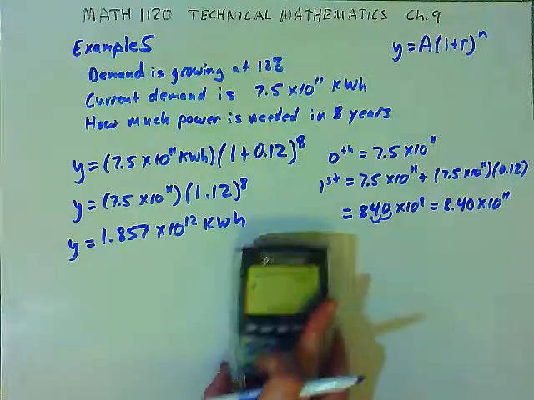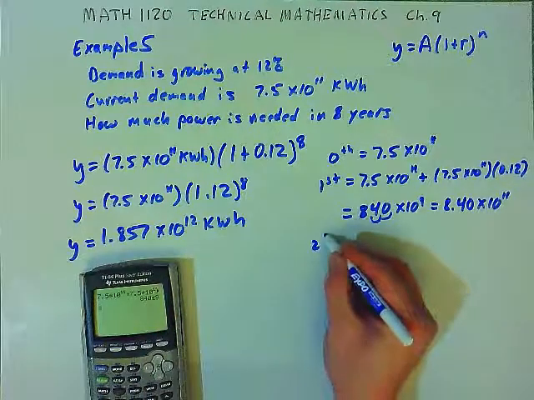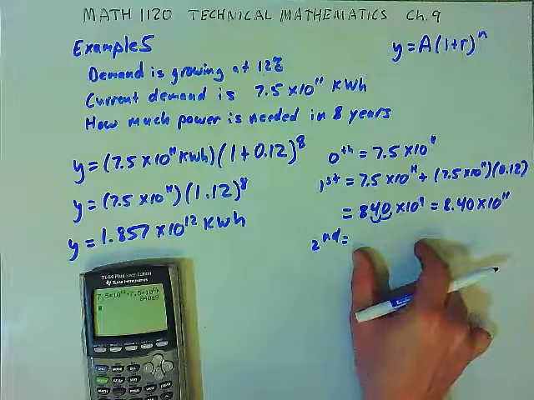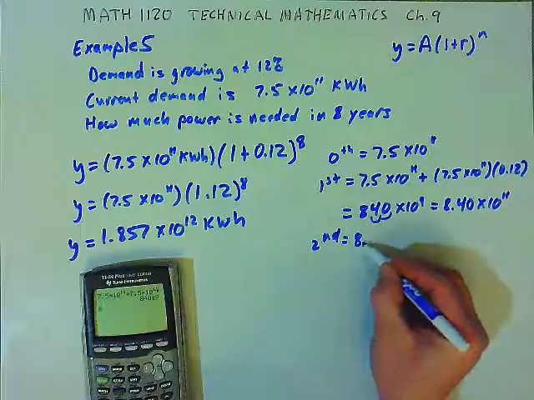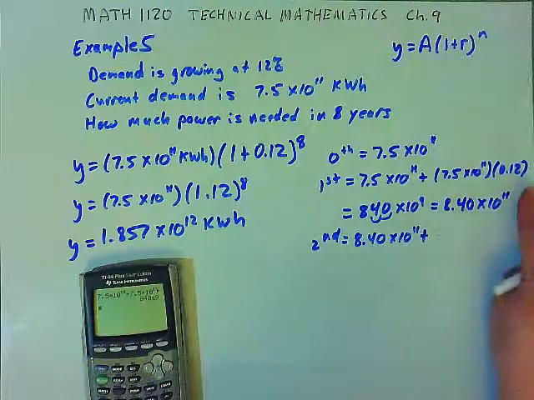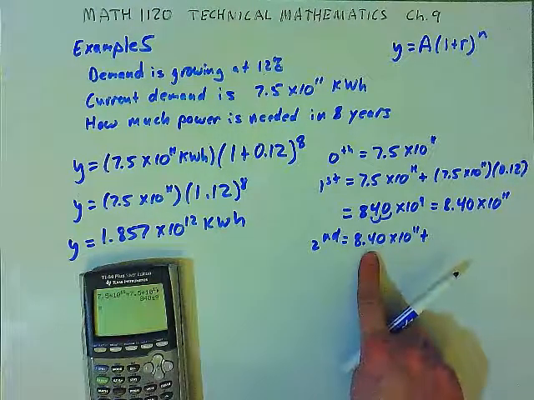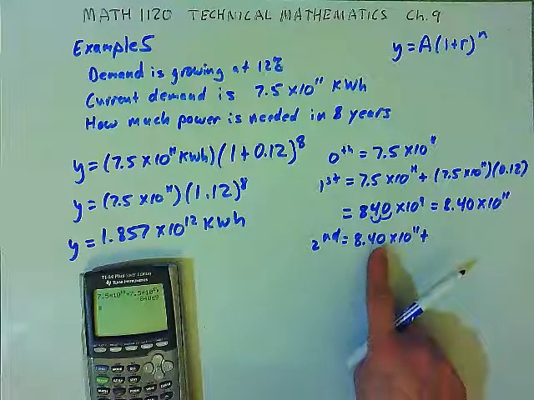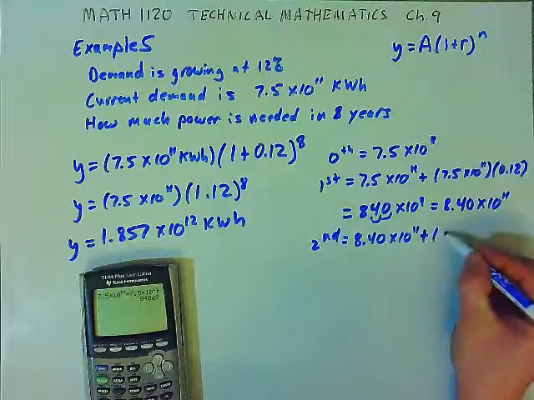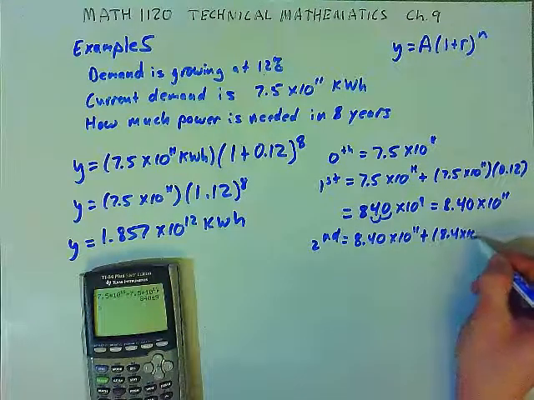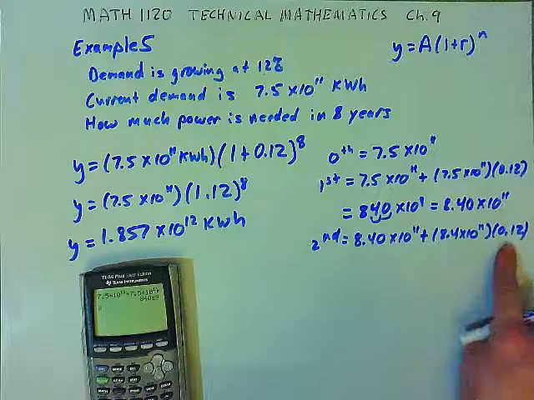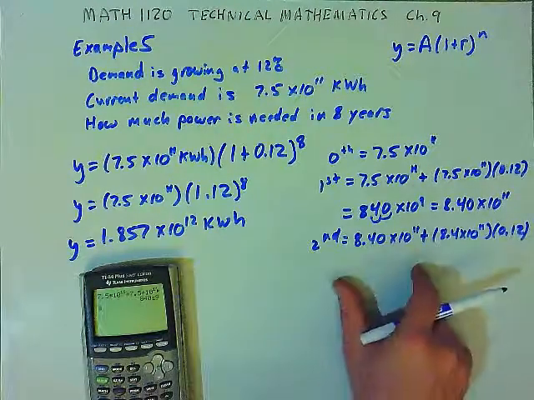Okay. Now on the second year, we have our current usage, right, which was the previous year, 8.40 times 10 to the 11th, plus I'm going to add in another 12% of what we currently use, right? So we're increasing by 12% each year. So now I'm going to add in another 12% of what I'm already using. So we're already using 8.4 times 10 to the 11th, and I'm going to increase that by 12%, right? 12% of what I'm currently using plus what I'm already using.